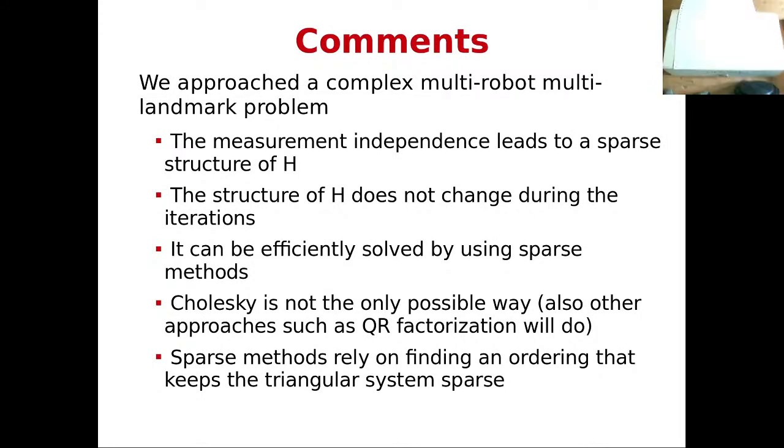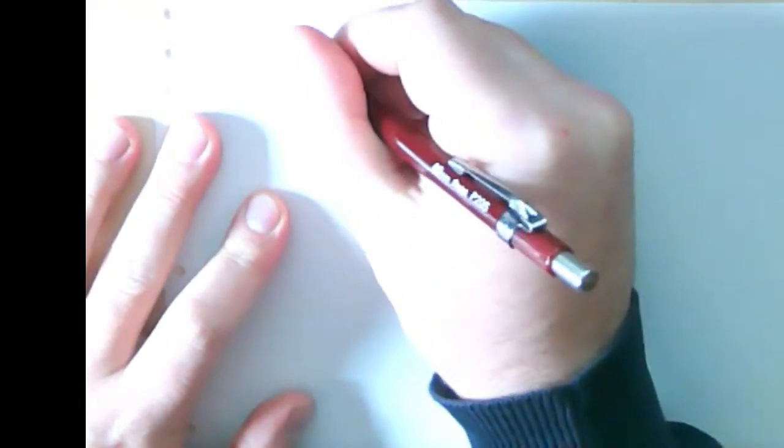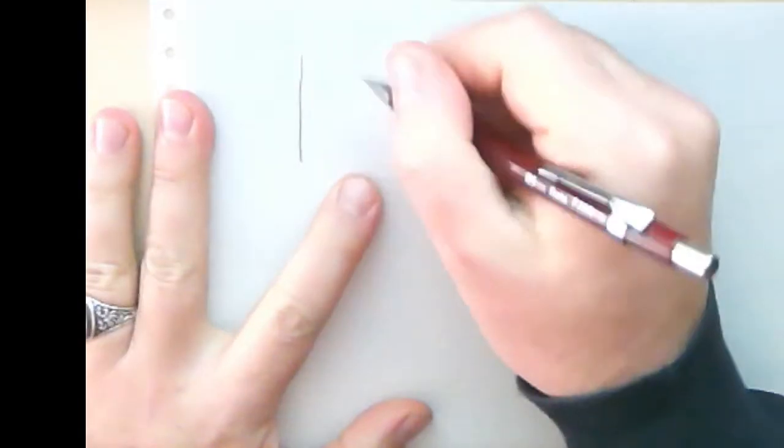Let's see if this works. Let's say that we have a linear system which has the following structure. Better. A linear system that has the following structure.